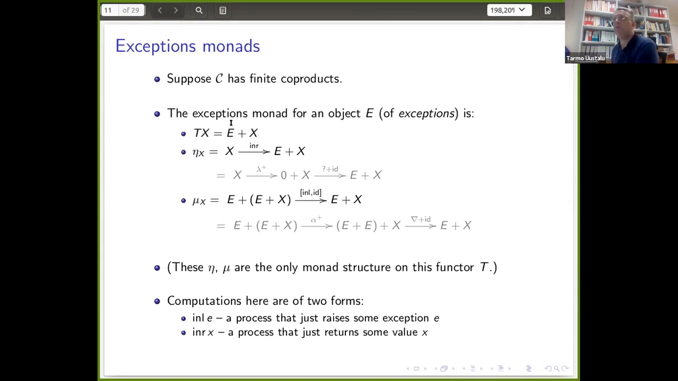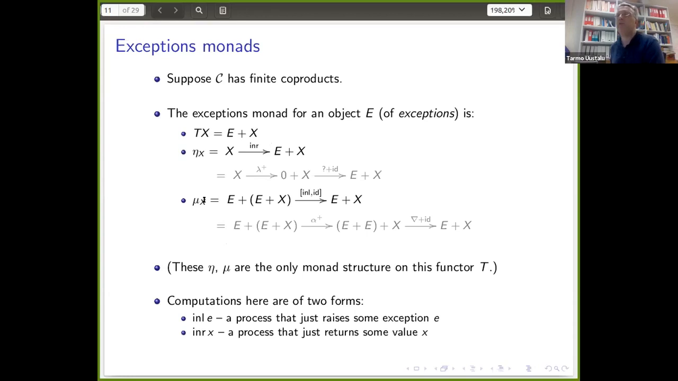Then we could define computations that are supposed to return values in type X as elements in this coproduct, or disjoint union, if you prefer the word, E plus X. So that's the set that contains both elements of E and elements of X. And the idea is a computation is really a choice of either ending up in an exception, an element of E, or ending with a value in X.